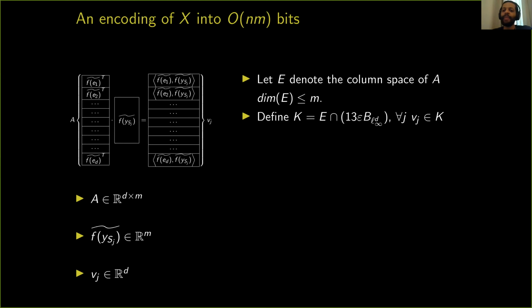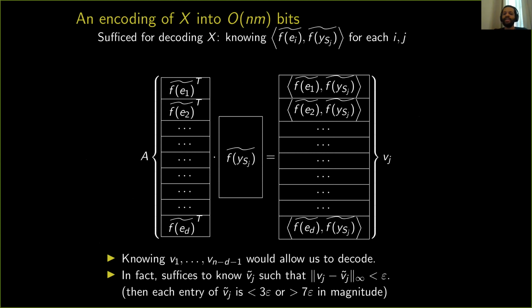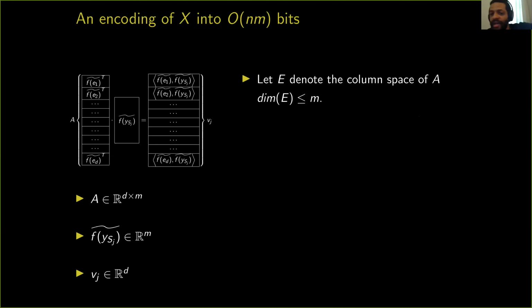Now, the observation is, look, all these vectors Vj live in that convex body, right? Because originally all the dot products were either 0 or 10 epsilon. Now they're either close to 0 or close to 10 epsilon. So in other words, they're at least minus 3 epsilon and at most 13 epsilon. So they all live inside of a 13 epsilon radius ball in L infinity, and they also all live in this subspace because they're all in the column space of A.